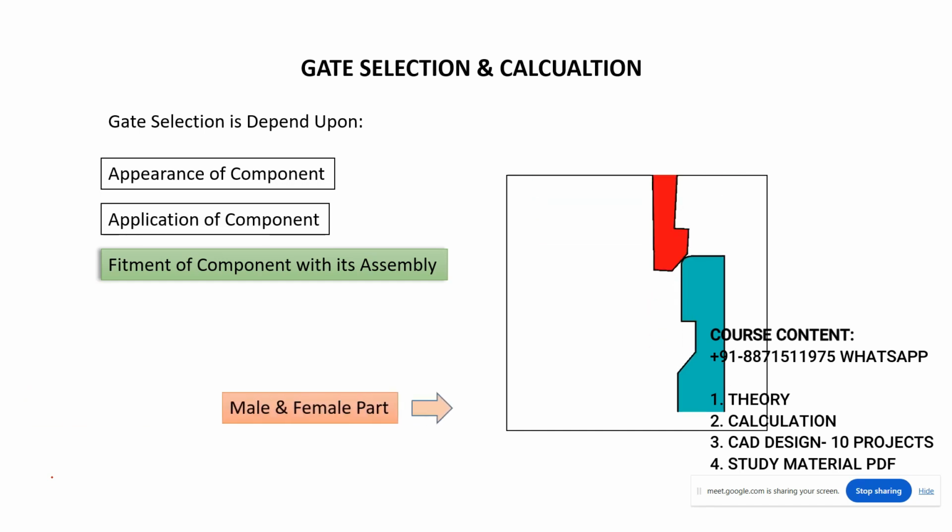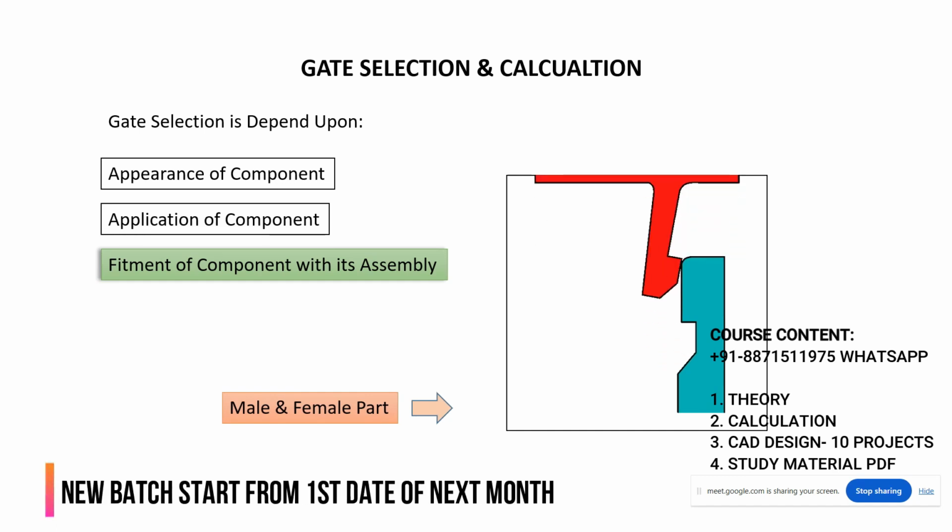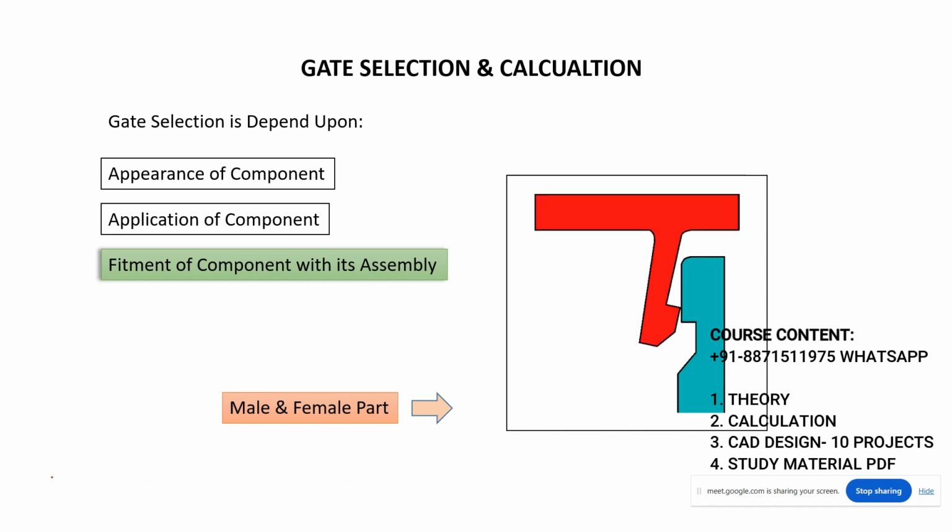The gate selection, or the calculation, is depending upon 3 things: appearance, application, and the fitment. And apart from these 3 things, we have to discuss with the customer also.